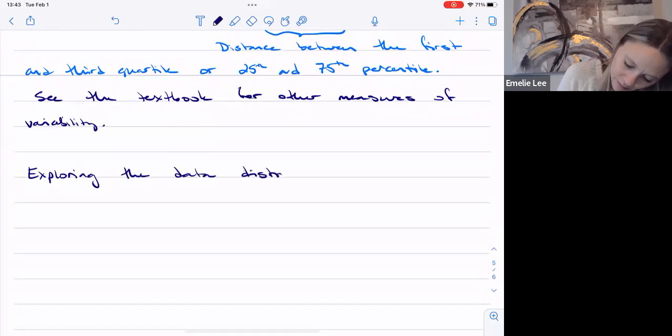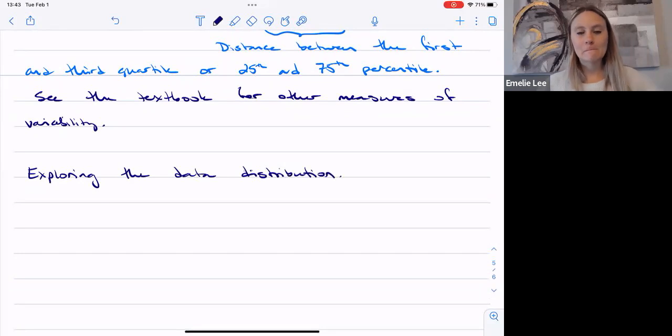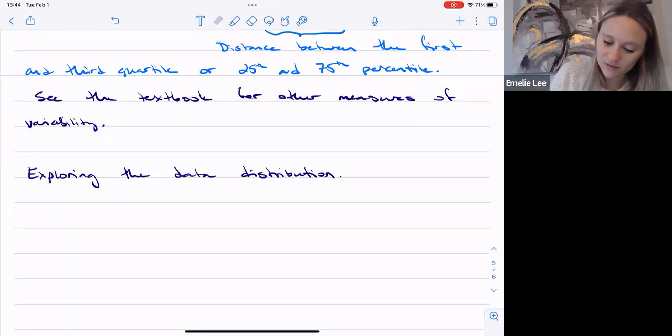Exploring the data distribution. We're going to focus on numerical data, but I'm not going to say that because some of these, not all of them except for the frequency table, but some of these apply to categorical data as well. So I just want to be broad about it. But what are some of the ways that we can look at a distribution? How can we summarize a distribution?